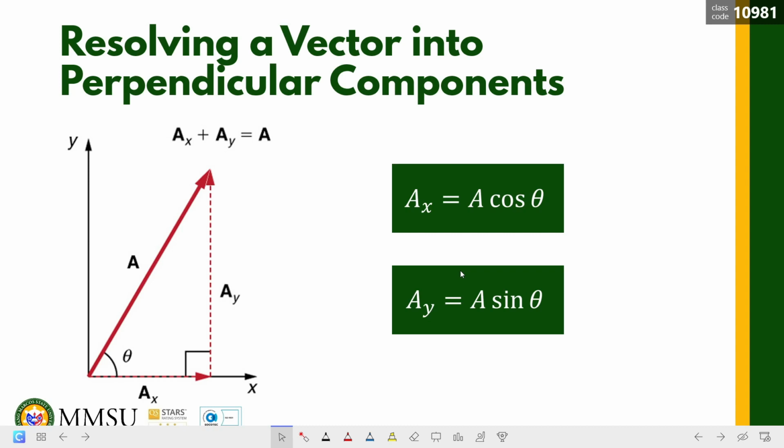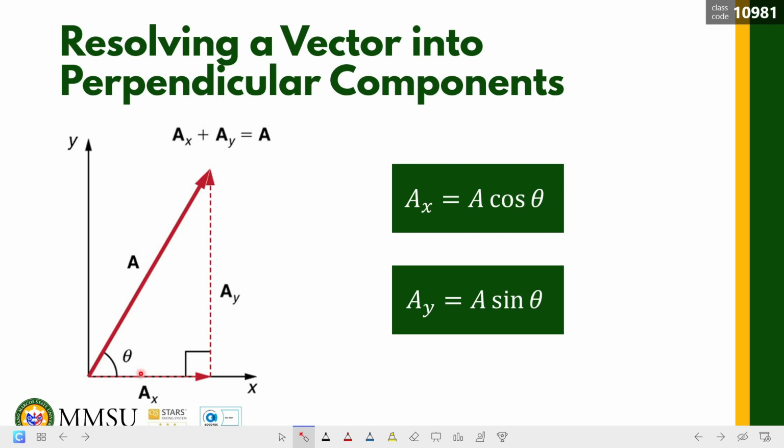Resolving a vector into perpendicular components muna. So, kapag given tayo, for example, ng vector A, kagaya ng nasa figure, how do we solve for A sub x and A sub y? Itong A sub x natin, A sub x is the component of this vector in the x direction. Itong A sub y naman is the component of vector A in the y direction, kaya may mga subscript. Diba? So, ang given natin dito, para ma-resolve natin ang vector into its perpendicular components, kailangan natin yung magnitude ng A tsaka yung theta. Theta is the direction of the vector A.